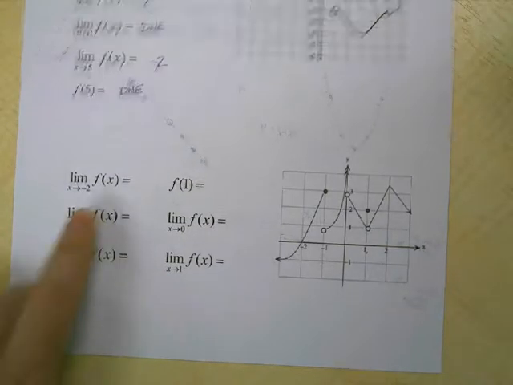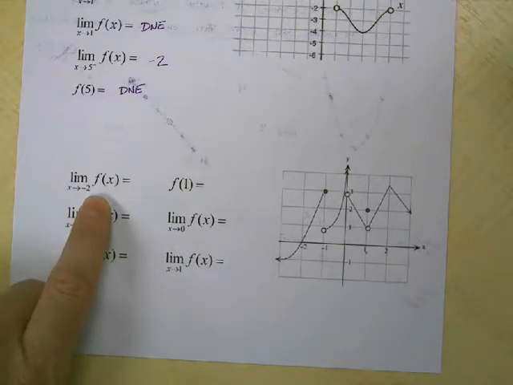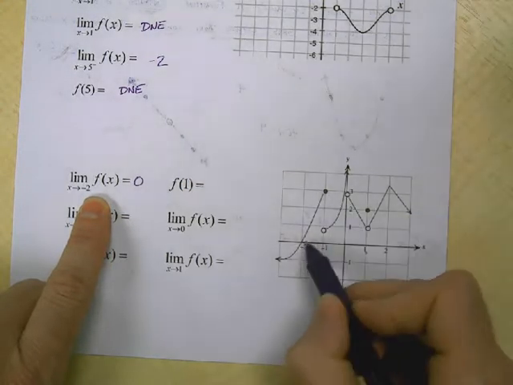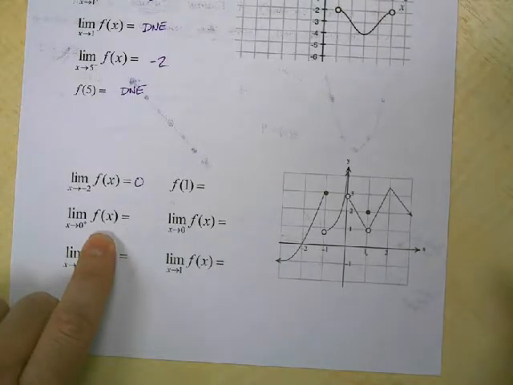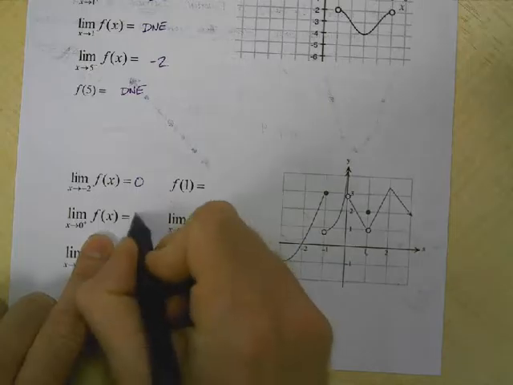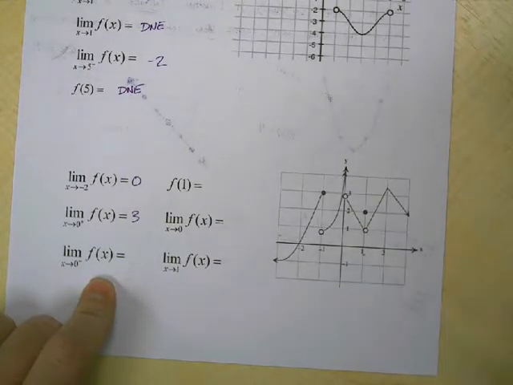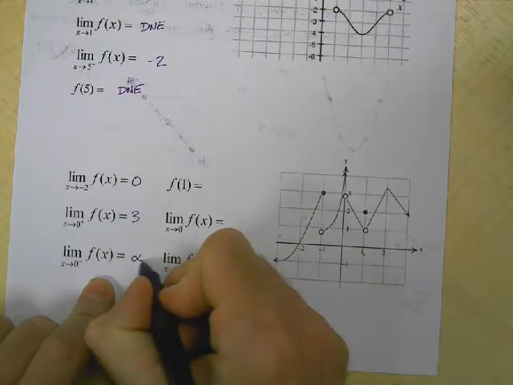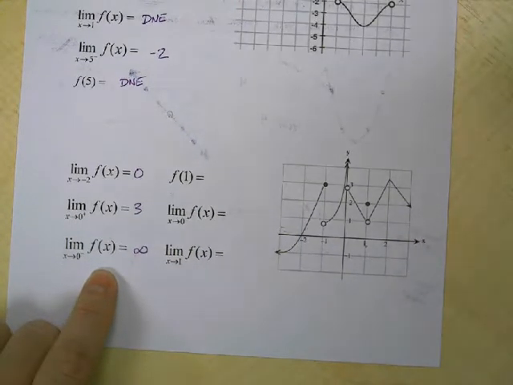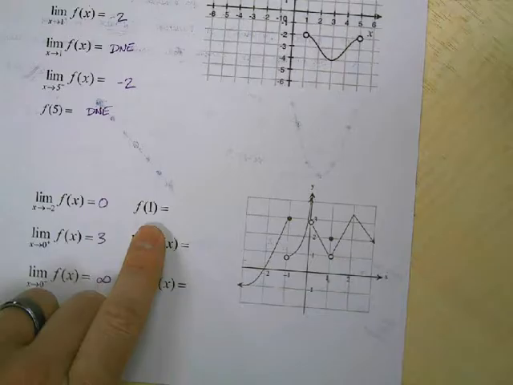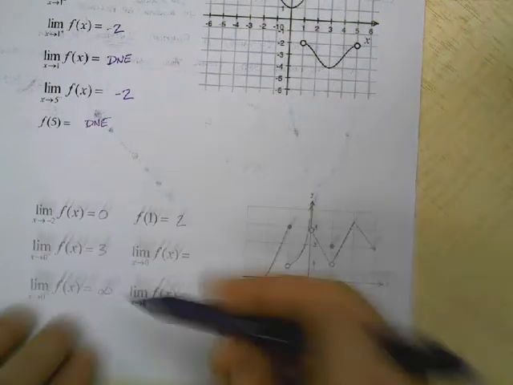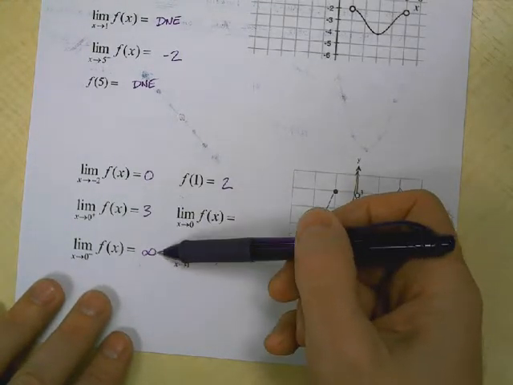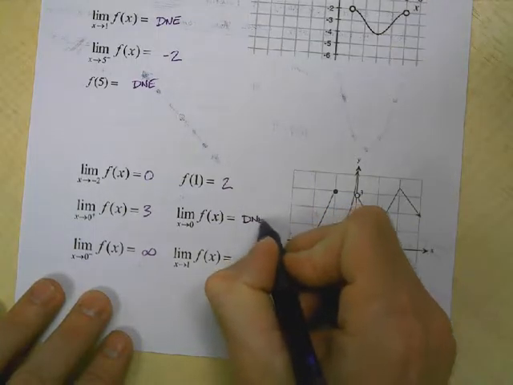limit as I go to -2, 0, because from the left and the right I'm at 0. Okay. What about 0 from the right? Very good. 0 from the right is 3. 0 from the left? Yeah, infinity. You can have a limit of infinity. It goes to infinity. Good question. Alright, f of 1. Very good. Limit as I go to 0. Good. I got different answers from the left and the right. I got 3 on one side, infinity on the other, so it does not exist.